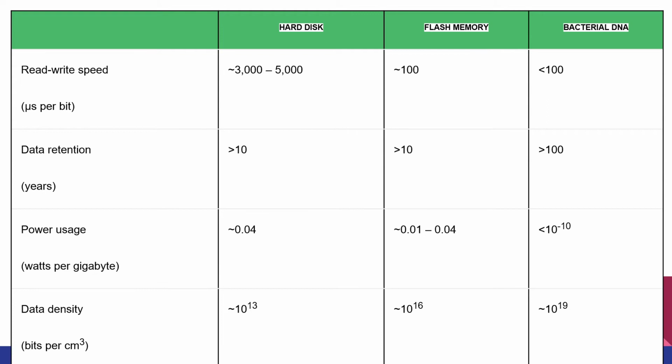Now, data density, it is around 10 to the power 13 bits per centimeter cube in hard disk. In flash memory, 10 to the power 16 bits per centimeter cube, and 10 to the power 19 bits per centimeter cube in DNA.